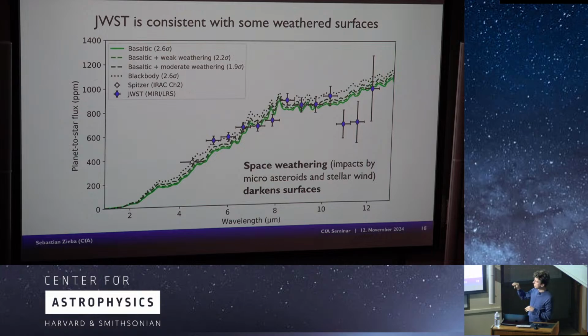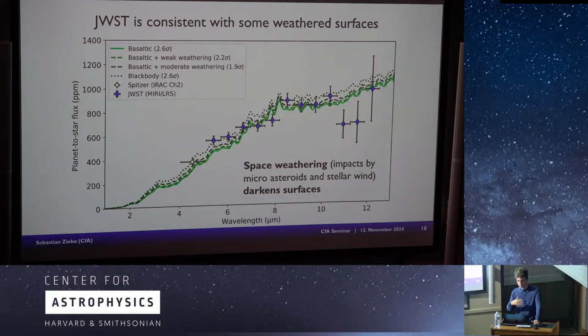So again, the dotted line is the black body, assuming that the planet is as hot as it can be without any spectral features from the surface. And then the solid green line is assuming that the planet is purely basaltic, which is slightly disfavored at 2.6 sigma from the observations. But if you then increase the amount of weathering on this exoplanet, so the amount of impacts by micro asteroids or the amount of stellar wind impacts, then the surface is getting darker and darker, and you end up with a consistency within 2 sigma.